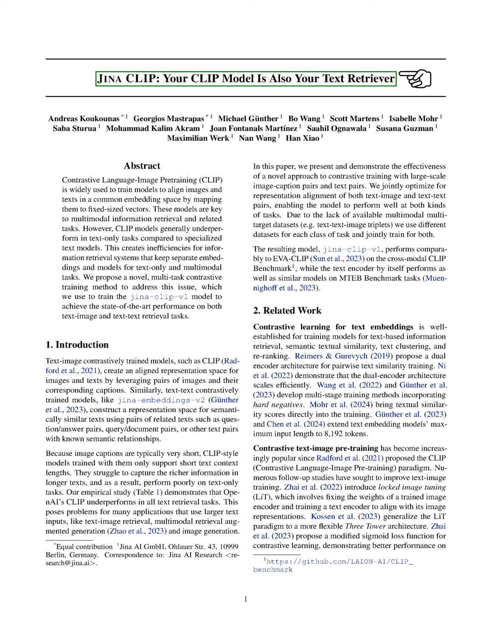Section: Introduction. In this section, we will discuss how models like CLIP are trained to align images and texts, and how they struggle with longer texts. We found that CLIP performs poorly on text-only tasks, which is a problem for applications like text-image retrieval and image generation. To address this issue, we propose a new training approach that focuses on aligning both text-image and text-text pairs.